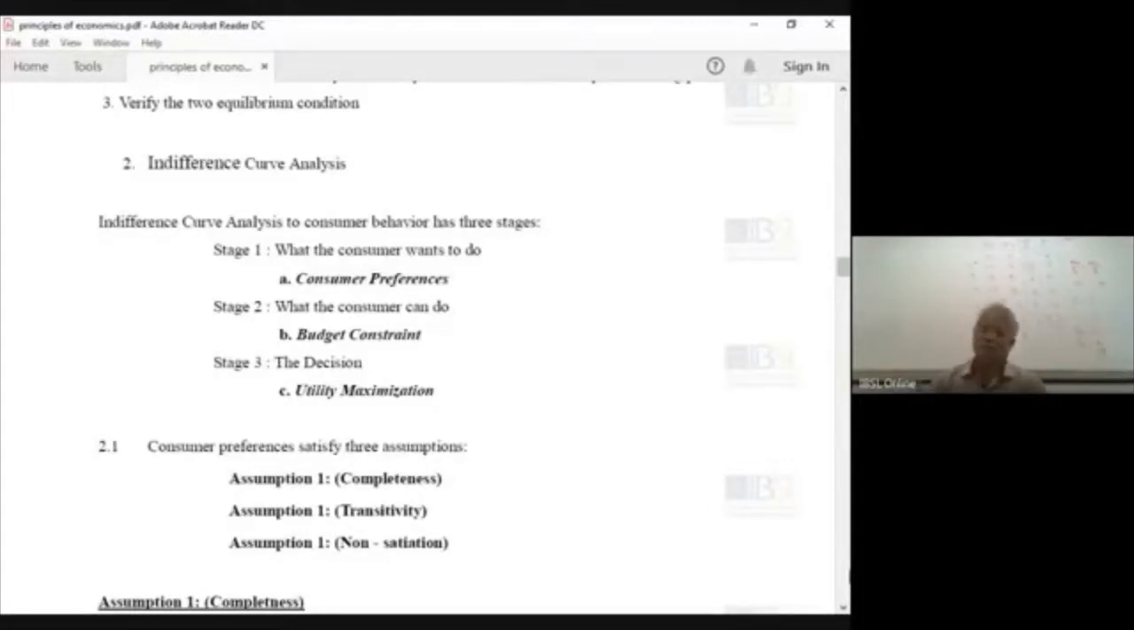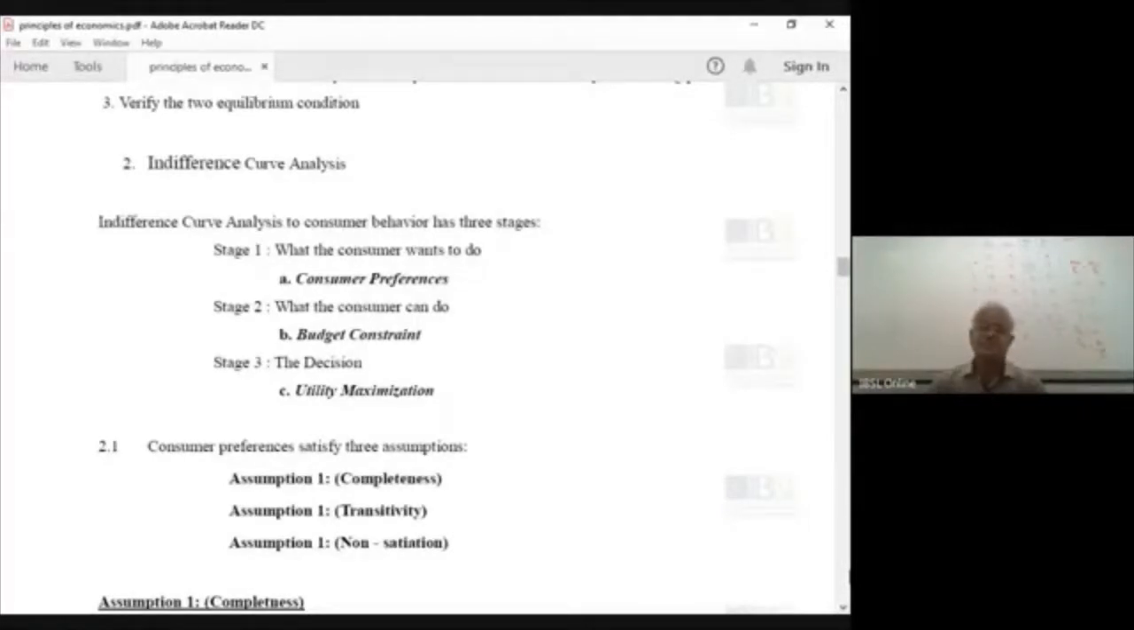Ordinal approach, for example, any two goods, oranges, apples. When a consumer is asked to rank, he says, okay, I prefer oranges to apples, or I prefer bananas to apples. So when you rank goods or services, either A is preferred to B, or B is preferred to A, or I am indifferent between A and B. Three possibilities are there. These are the assumptions of consumers' utility, right? Now the indifference curve analysis, we are going to discuss that in detail.